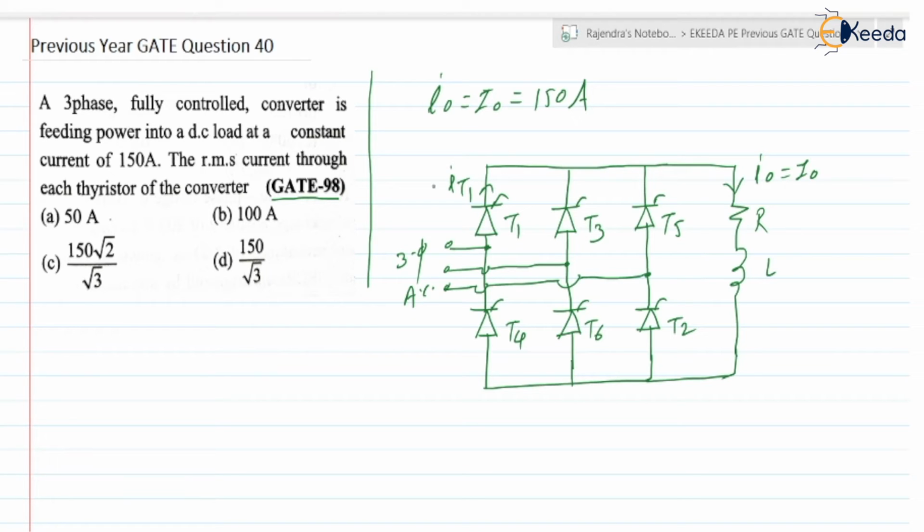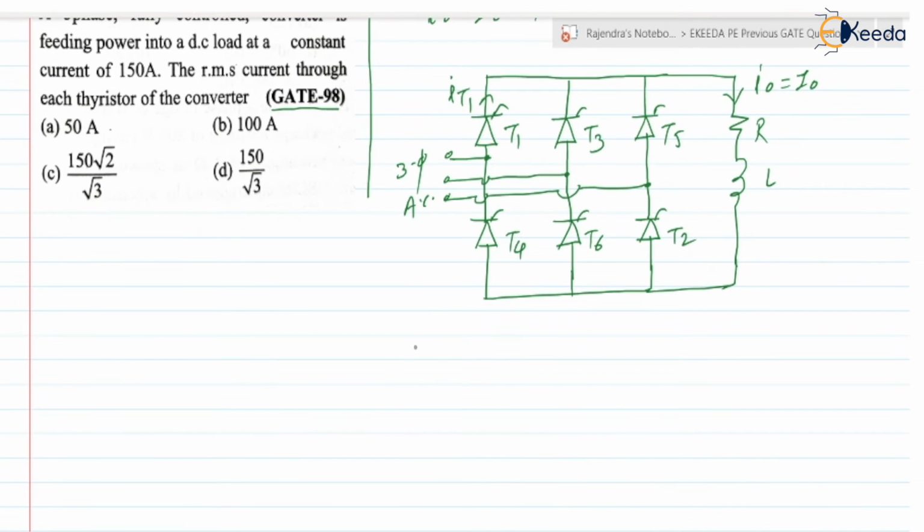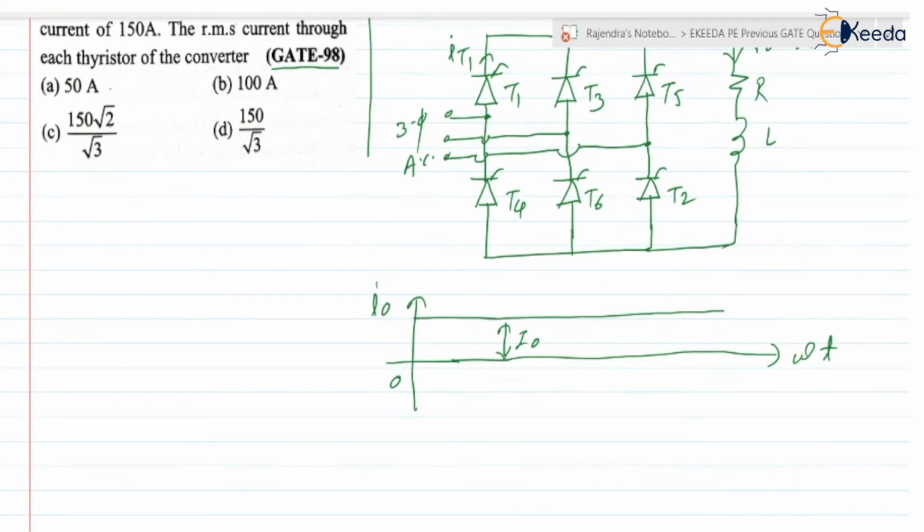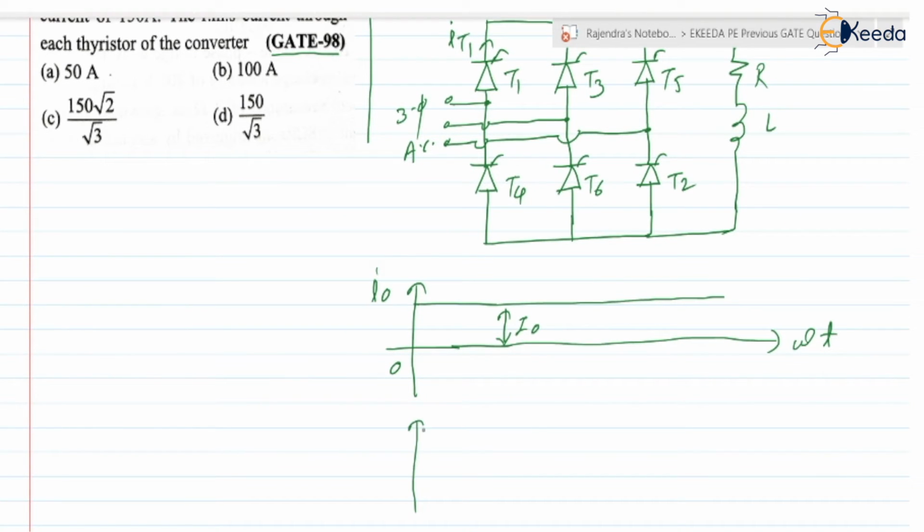Let us draw the waveform for the current flowing through thyristor T1. We are having the I0 waveform. It is a constant current of 150 ampere. So I0 is the constant current. Now we are going to draw the waveform of the thyristor current IT1.